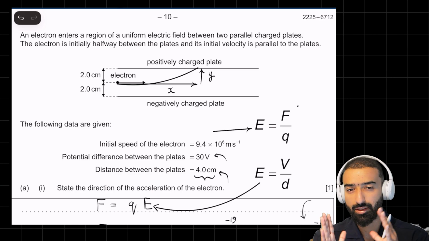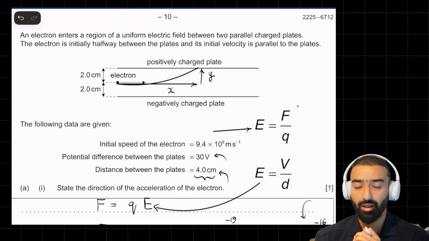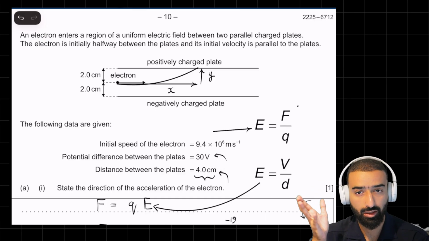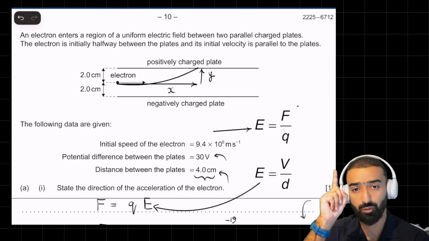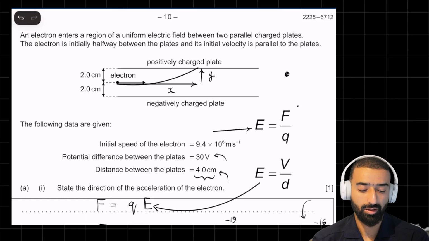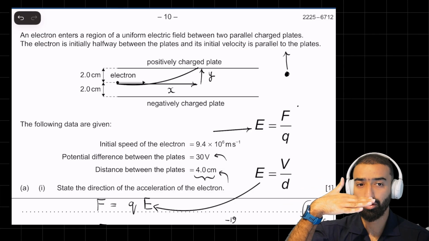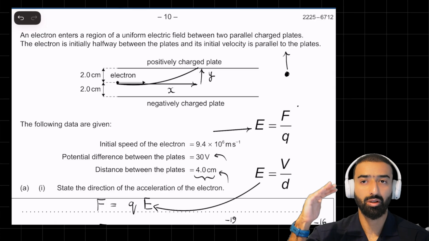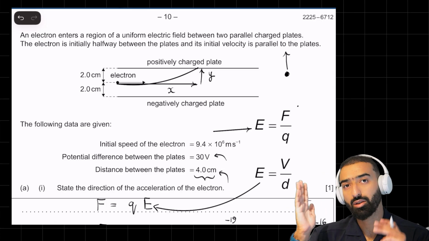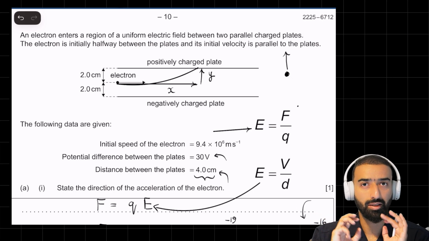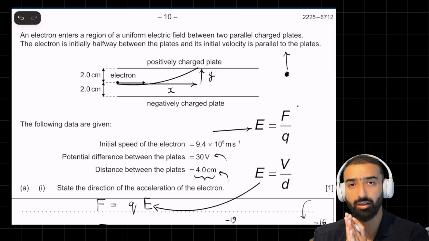Now there's one interesting thing in this problem. That is, when the electron moves, it only has one force acting on it. That force points upwards. So if this is the electron, the only force acting on it is upwards. That means there's no force in the horizontal direction. If there's no force in the horizontal direction, the horizontal acceleration is 0. If the horizontal acceleration is 0, its horizontal velocity must stay constant.